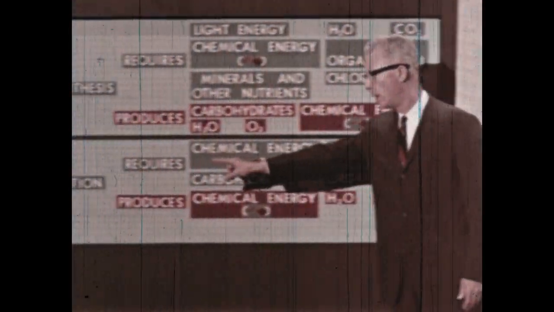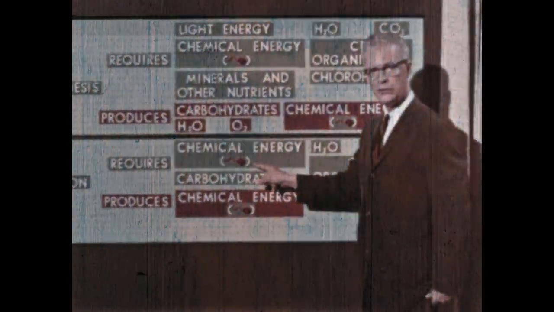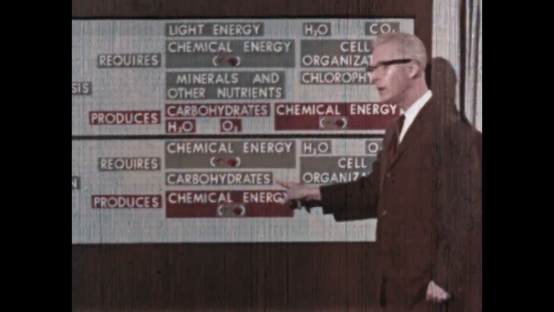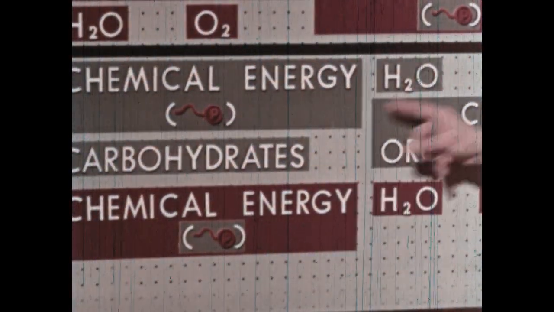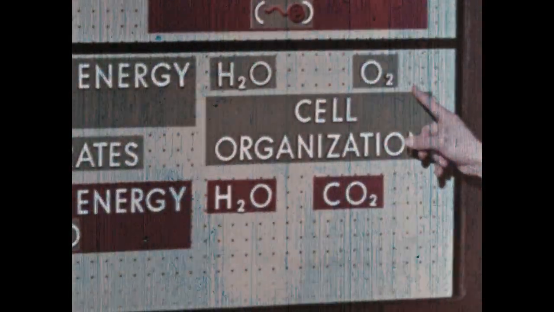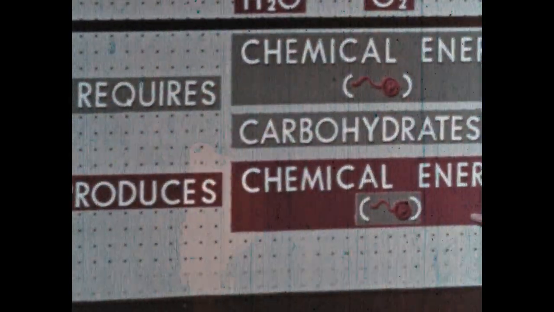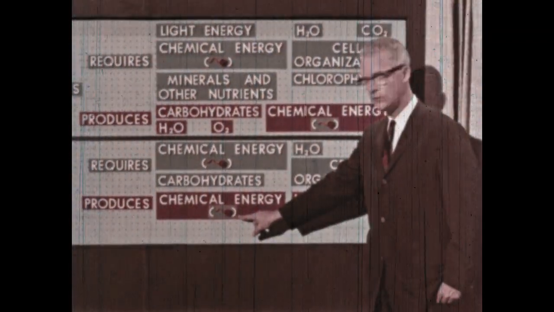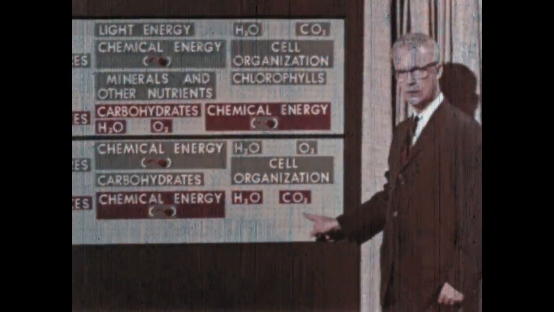Respiration, on the other hand, requires not only the chemical energy that is released in the cell's activities in high-energy phosphate bonds, but it requires the carbohydrates with their stored supplies of energy, and water and oxygen in aerobic respiration. Then in the cell organization, the chemical energy of those carbohydrates is released in a form the cell uses in its activities, and the waste products of water and carbon dioxide are released.